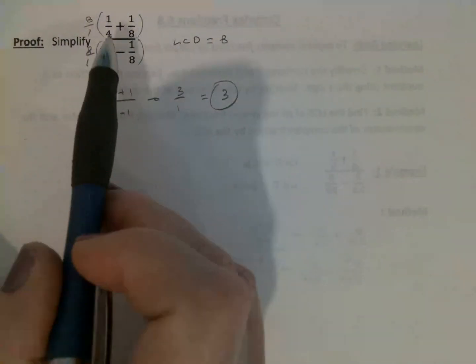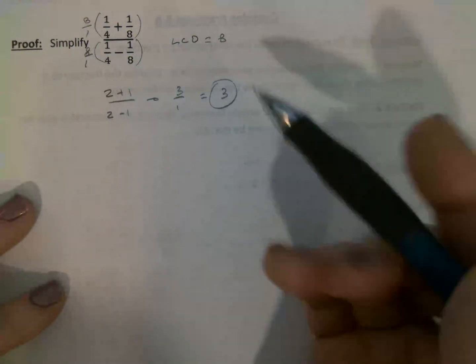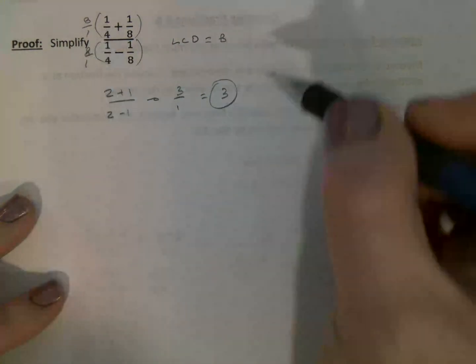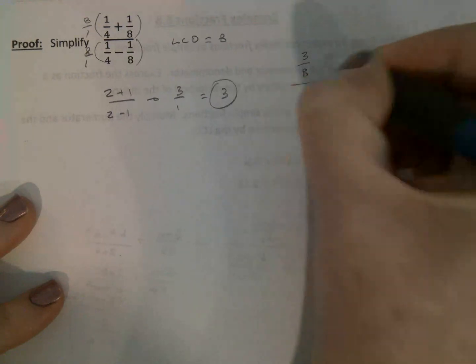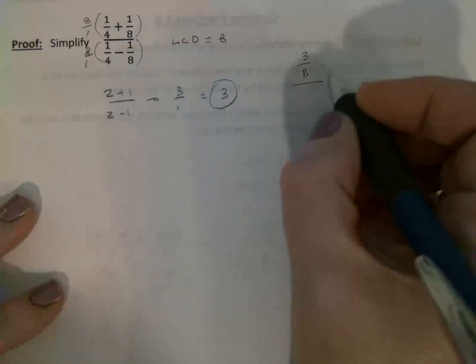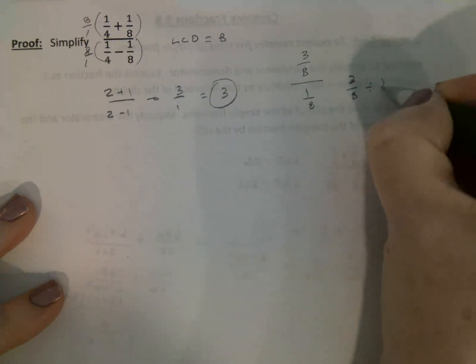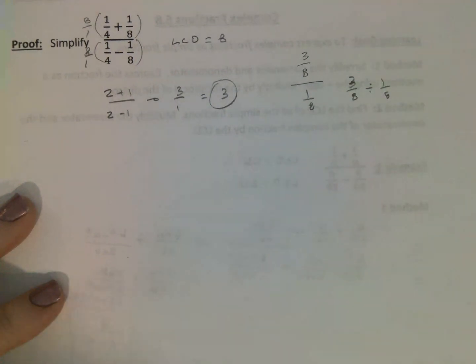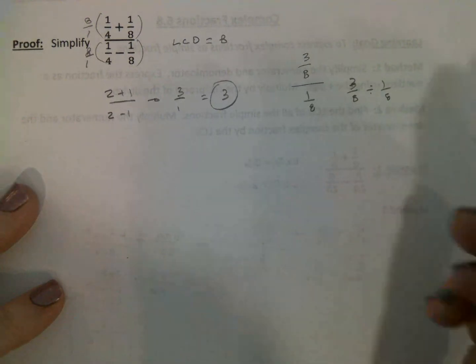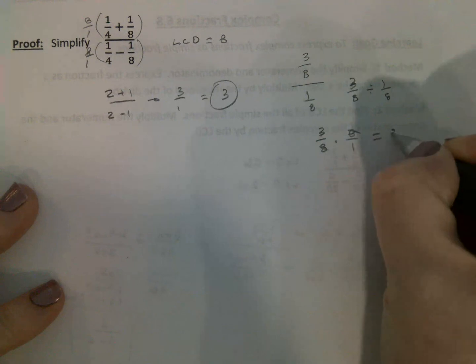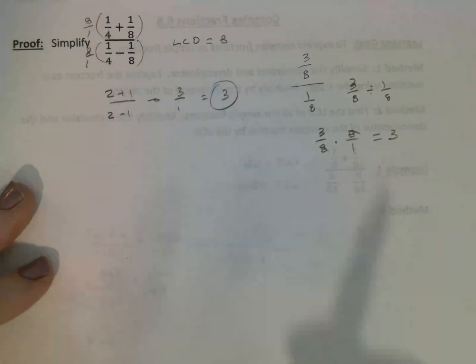I could have done it the first way where I simplified them first. If I did that, this would be 2 over 8, so I would have 3/8. And this would be 2 over 8 over 1/8. And then I would just have to rewrite it like this. Hopefully you would write it neater than I did. 3/8 times 8 over 1, the 8's cancel and you get 3. So in this case, the second method was just the easiest.